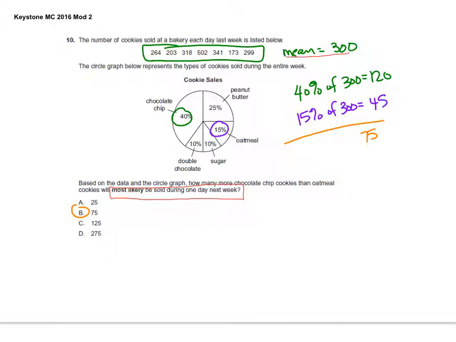So then 40% of those sales are chocolate chips, which means it's about 120 cookies. 15% of those are oatmeal cookies, which gives me about 45. And the difference between those two is 75 cookies.